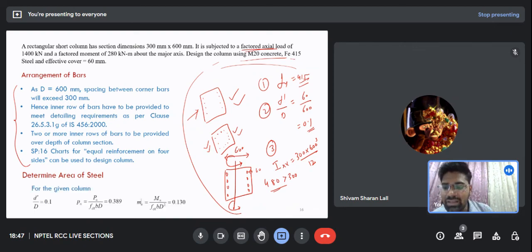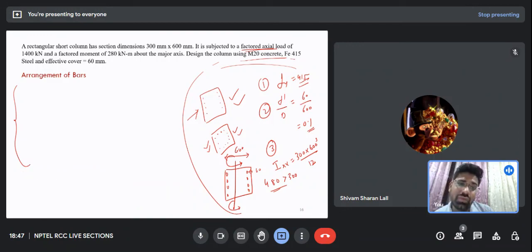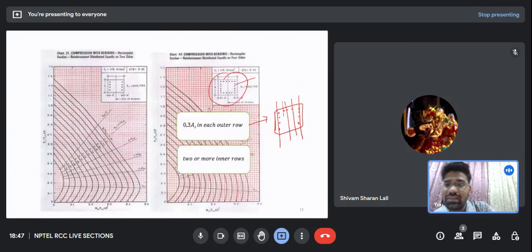How will I determine the area of steel? I would also like you to first know how to read this chart. How to select the chart is fine, but how to read this chart? We have two axes, the y axis and the x axis. Both the axes have normalized axial load and normalized moment. Axial load is normalized by Pu by fck bd, and moment is normalized by fck bd square.